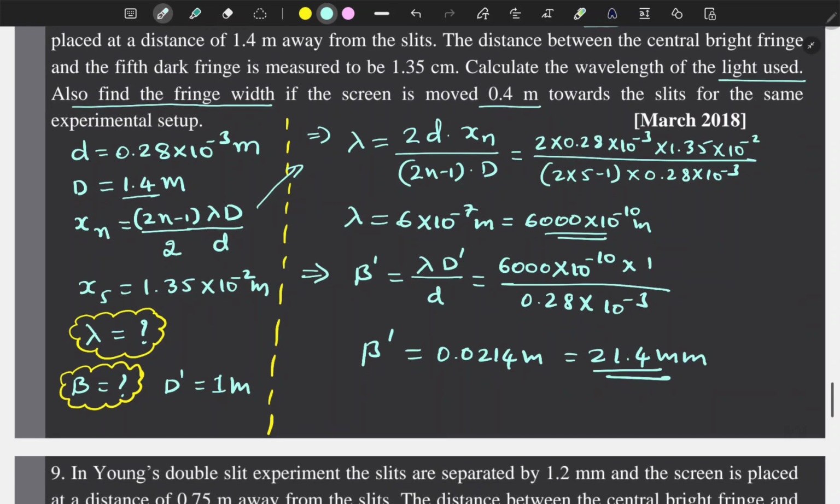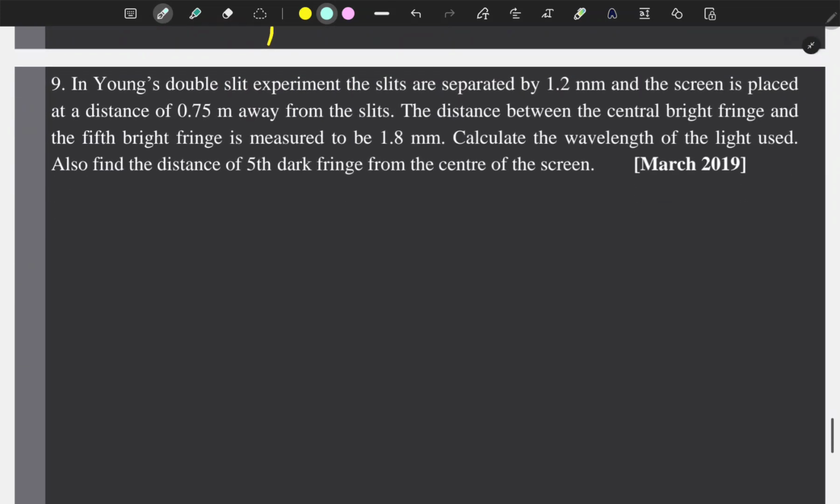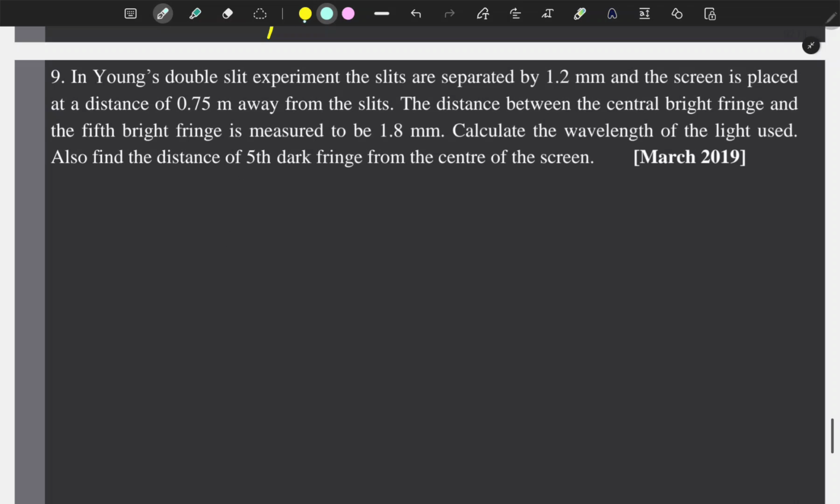Okay? So this is about this question. So consider this question as a homework question. Try to answer it.